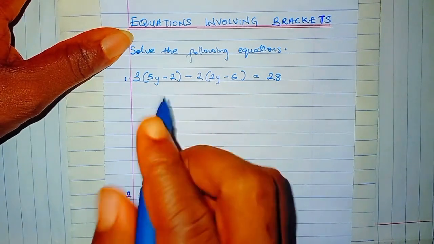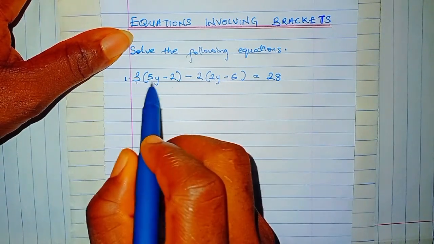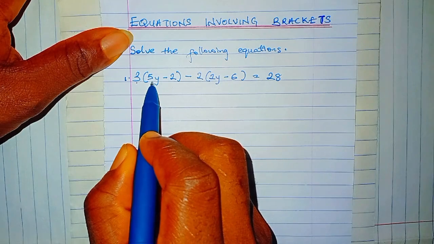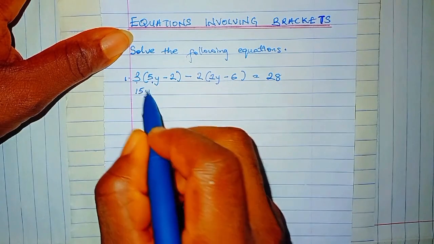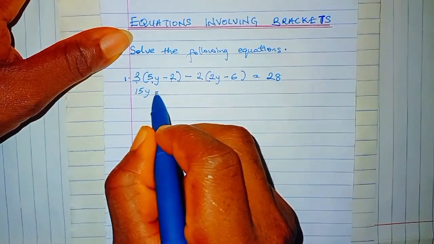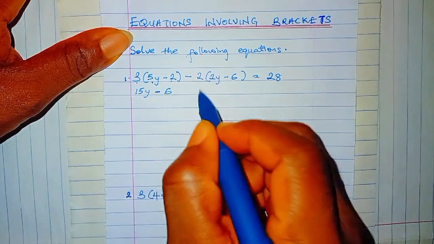Open it up, we multiply. Use this to multiply my 5y. We are going to get 15y. When we multiply this, we are going to get minus 6.